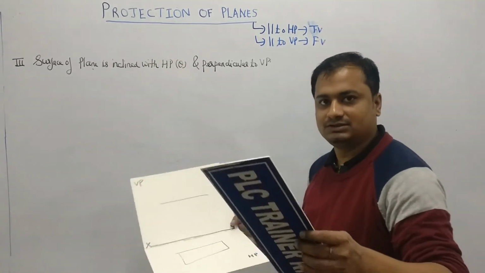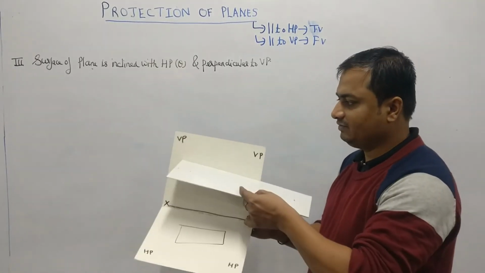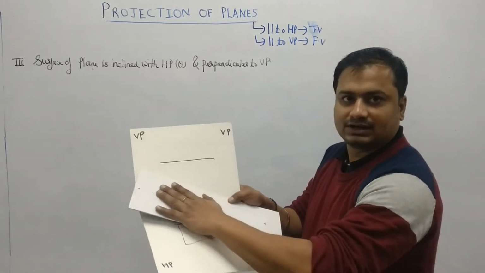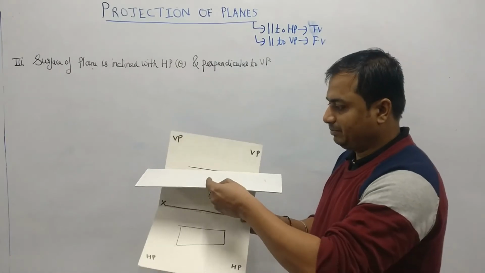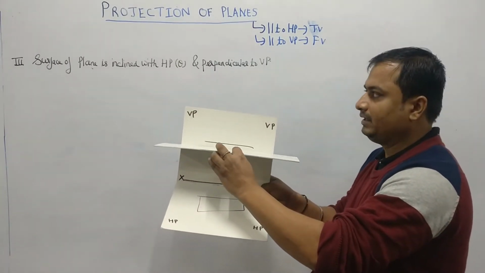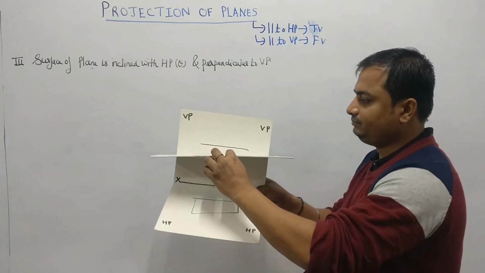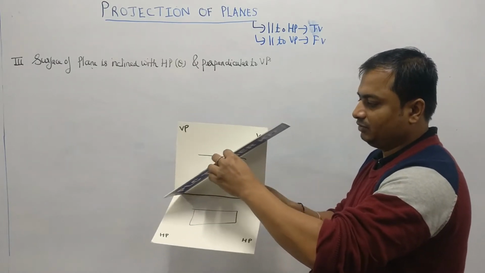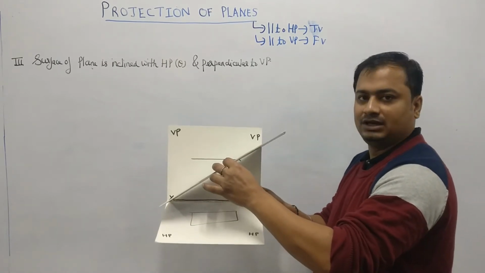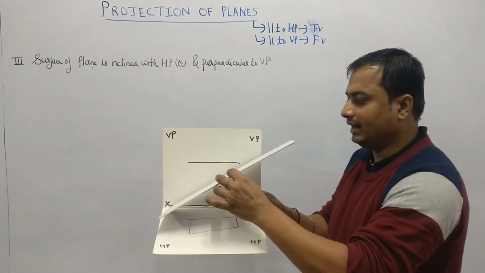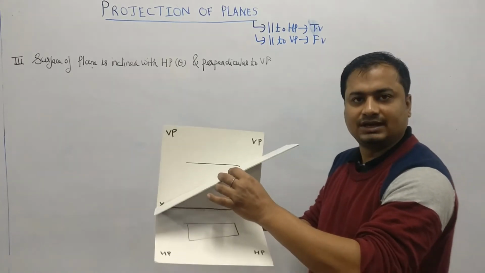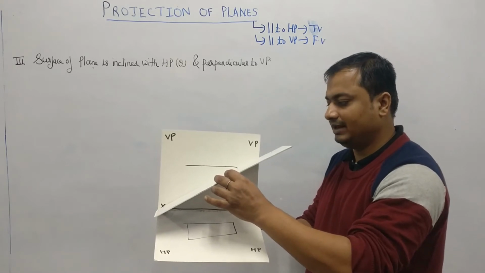Okay, so you can imagine, this is the VP, this is a rectangle, this is the surface of the rectangle, this is the plane, perpendicular to the VP. Now if I make it inclined, so this is inclined. This is the case when the plane is inclined with the HP with an angle of theta and perpendicular to the VP.